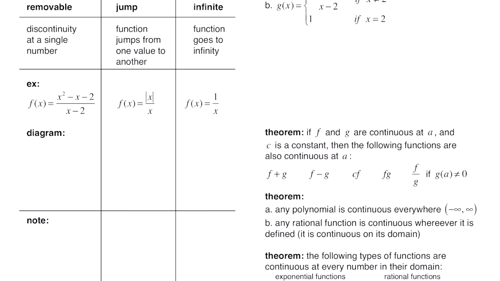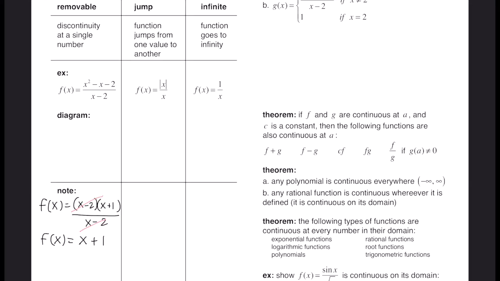For removable, we have this function right here. It's a rational function. I'm going to go ahead and factor the numerator down below. So the numerator factors to x minus 2, x plus 1, and now you'll see that you have common factors on top and bottom that are going to cancel. So f of x becomes the function x plus 1. Because these factors canceled, this graph will have a hole at x equals 2.